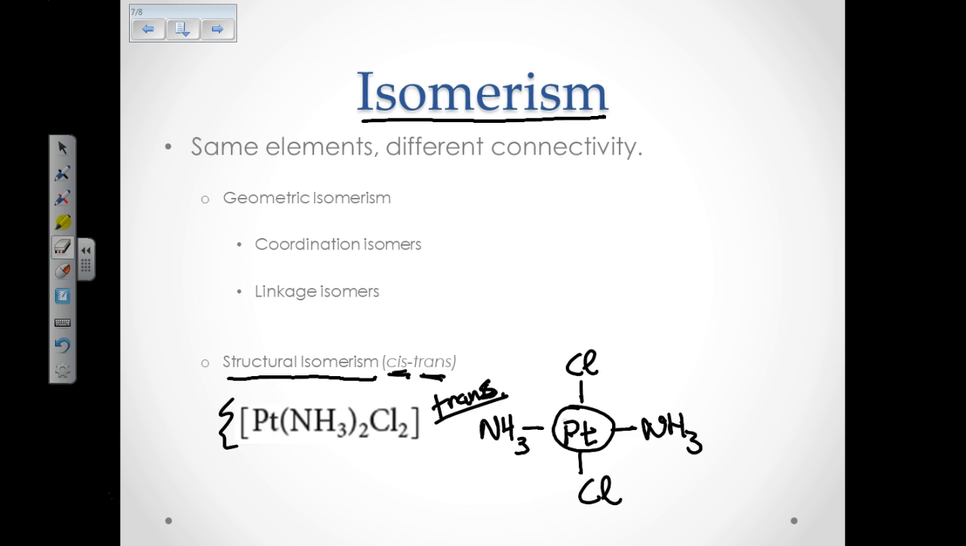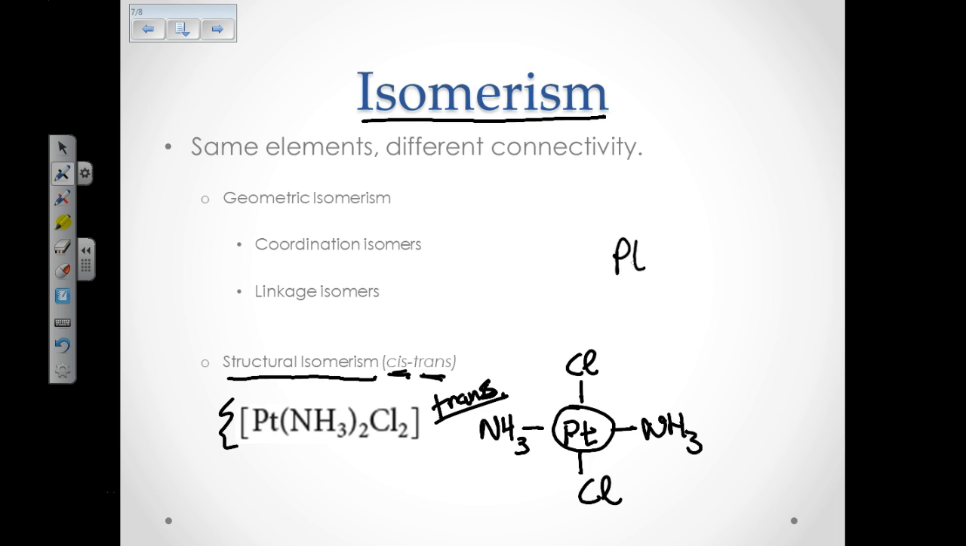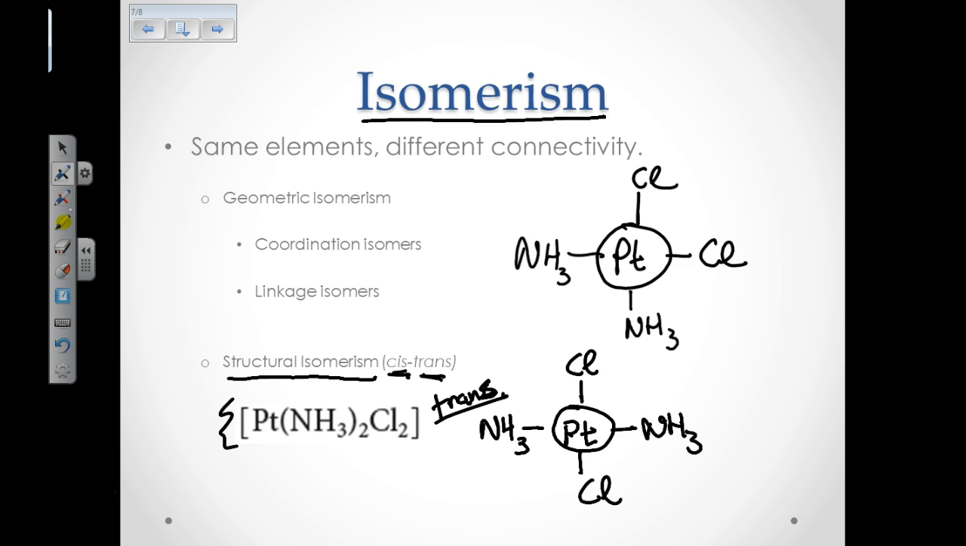Okay, that's not the one that is famous by any stretch of the imagination. It's actually called transplatin. The one that is famous is cisplatin, where the chlorines are close to each other, kind of on the same side as the ammonias. Notice the chlorines are on the same side and the ammonias are on the same side. Here they're across from each other. So that's cis and trans isomerism.